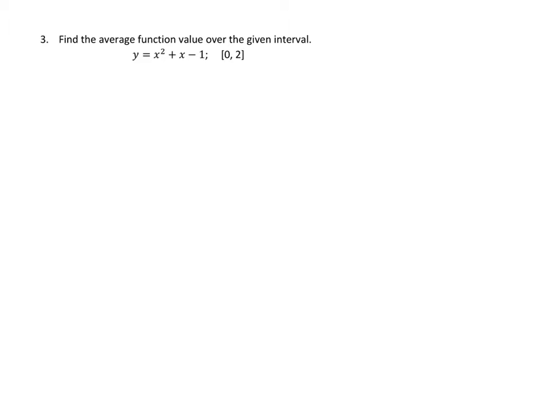Let's look at some examples where we will find the average function value for a continuous function over a closed interval. Now to calculate average value, our formula looks like 1 over b minus a, and then we integrate from a to b for our function. So using that formula, we have 1 over b minus a. So we're subtracting our endpoints. In this case, that's going to be 2 minus 0, since we're working over the interval 0 to 2.